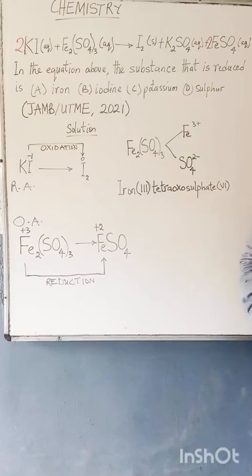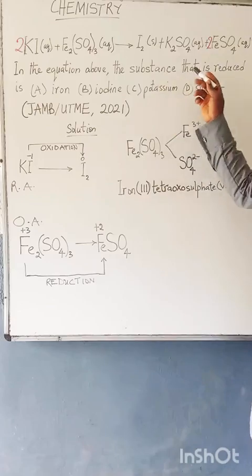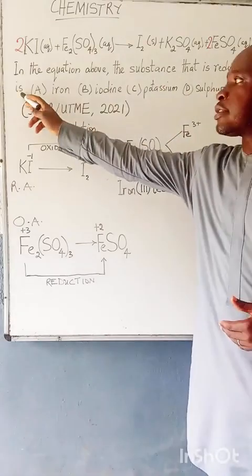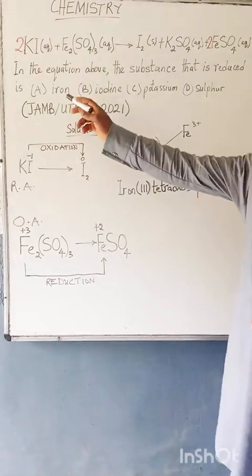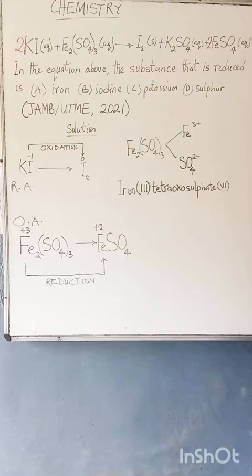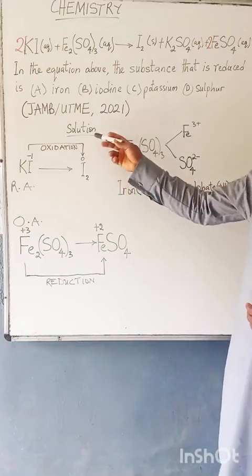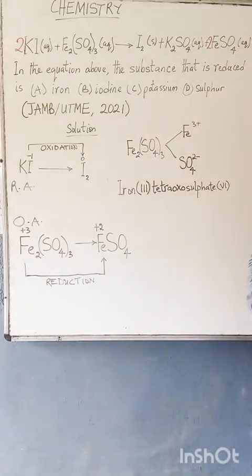And so we are told in the equation above: which substance is reduced? Some options are given and your work is to choose the correct option. How do you choose the correct option? Look at the solution of the problem on the board.